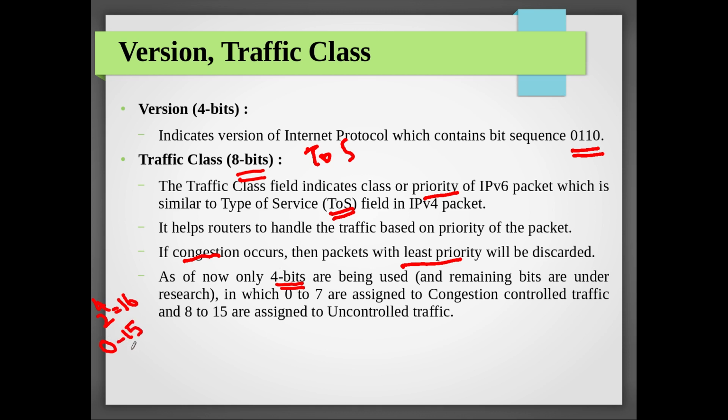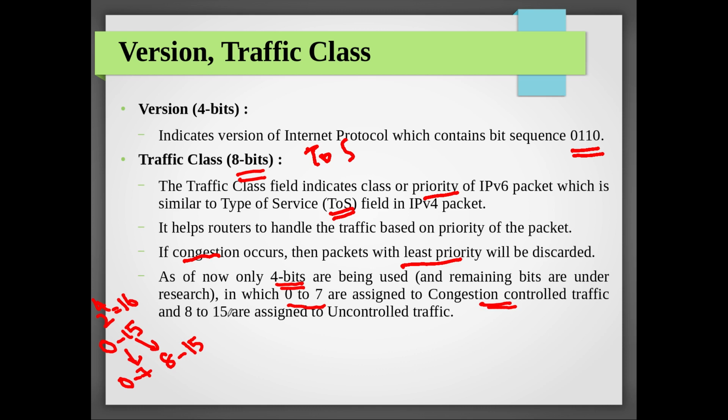Out of this 0 to 15, you are dividing it as 0 to 7, the first half, for one purpose, and the remaining values, that is from 8 to 15, for a different purpose. So as of now, only 4 bits are being used, and the remaining bits are under research, in which 0 to 7, that is the first half, are assigned to something called congestion controlled traffic.